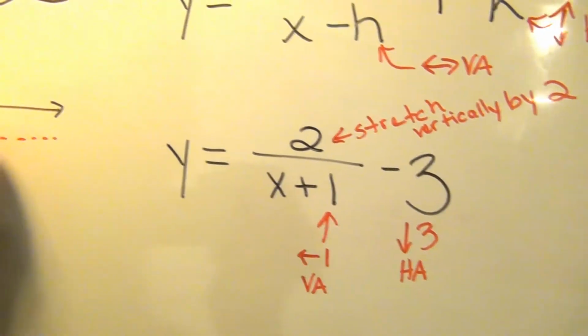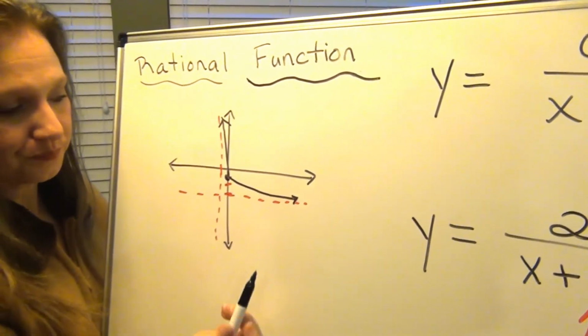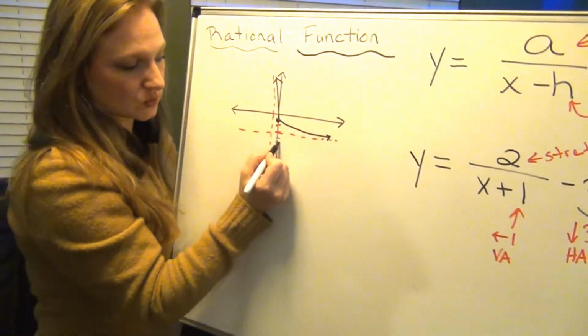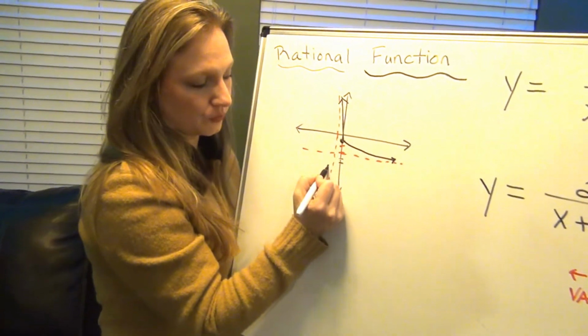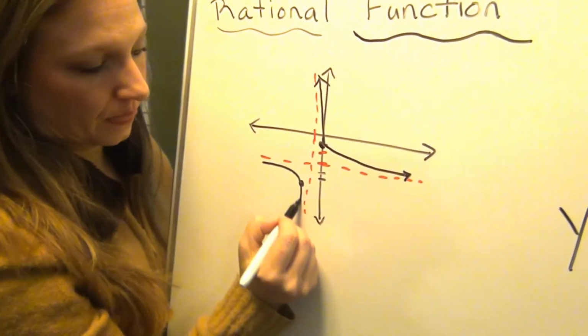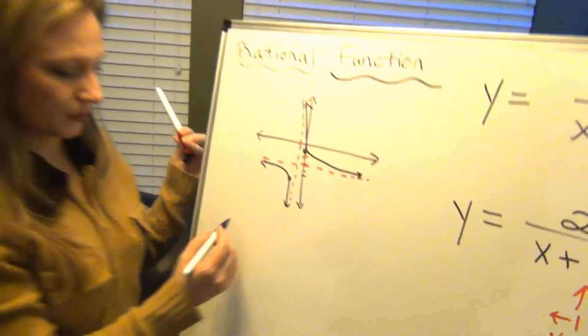So it's still going to get closer and closer to this asymptote and closer to this asymptote eventually. I'm going to stretch it the same way on this side. Instead of going over 1, down 1, I'm going to go over 1, down 2. And then have the graph get closer and closer to the asymptotes there.